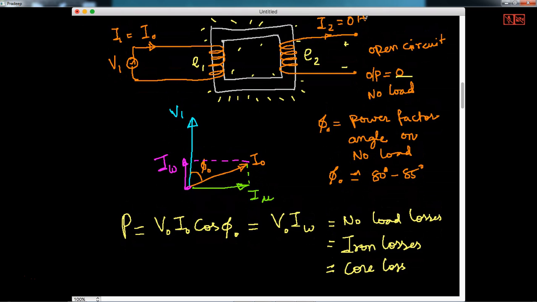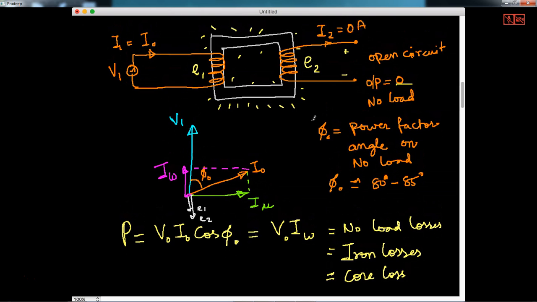For convenience, strictly speaking, E1 and E2 should be drawn above, in line with V1, but the diagram would become a little clumsy. So to avoid confusion, E1 and E2 are both drawn below. So these are E1 and E2 as per this. So this is about this. Let's work out some example problems to understand this. So far, any doubts regarding this? Please feel free to ask if you have any doubts.